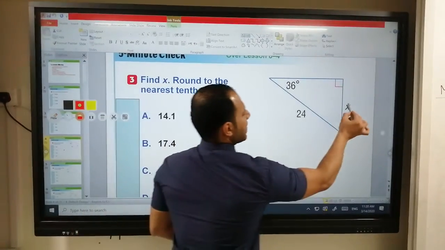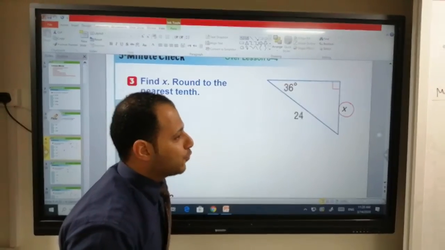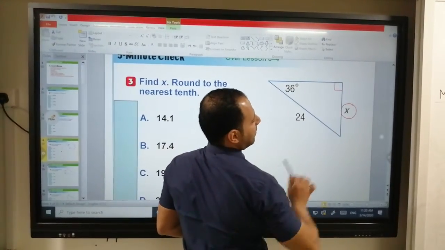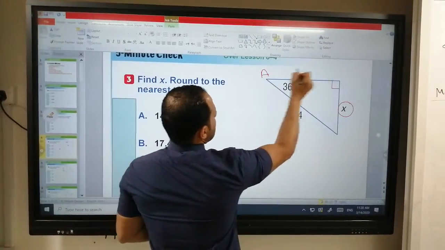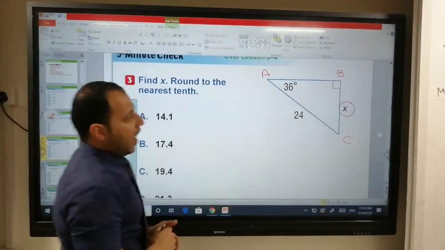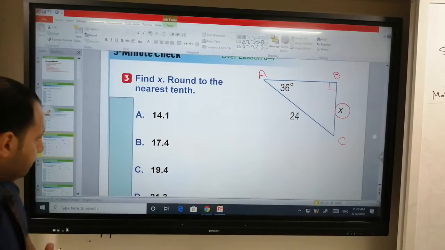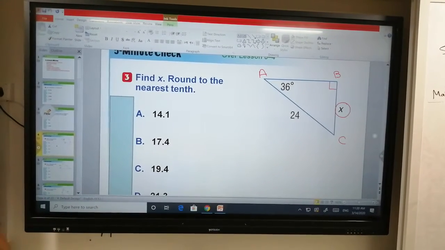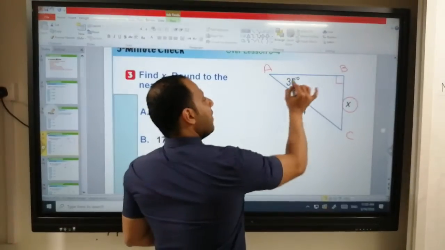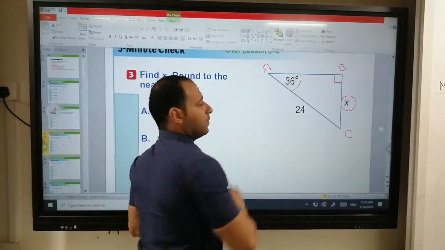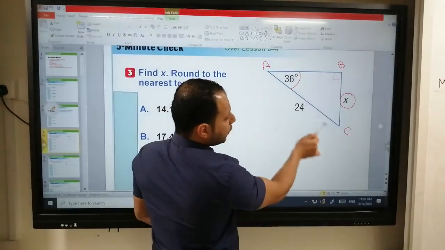We can get it, but we don't need it. We need to find this x. X here refers to what, Abdullah? It refers to the length of this side. So if I name this triangle A, B, C, I need to find x. X means BC. Pay attention with me. Find x, round to the nearest tenth. This angle is given, and then x, and the hypotenuse here is 24.